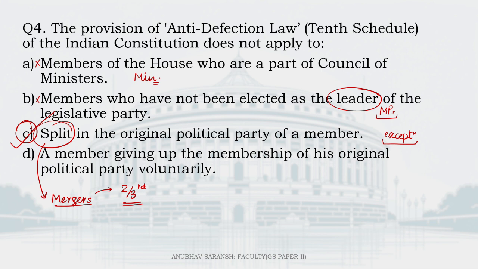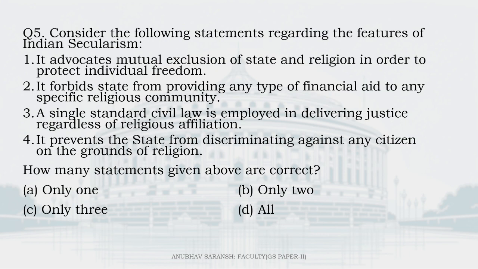Let's look at D as well. A member giving up the membership of his original political party voluntarily. Of course, ADL applies to these people also. If you give up your membership, then you might be disqualified depending on the decision of the presiding officer. So, right answer is C. And the last question for today.